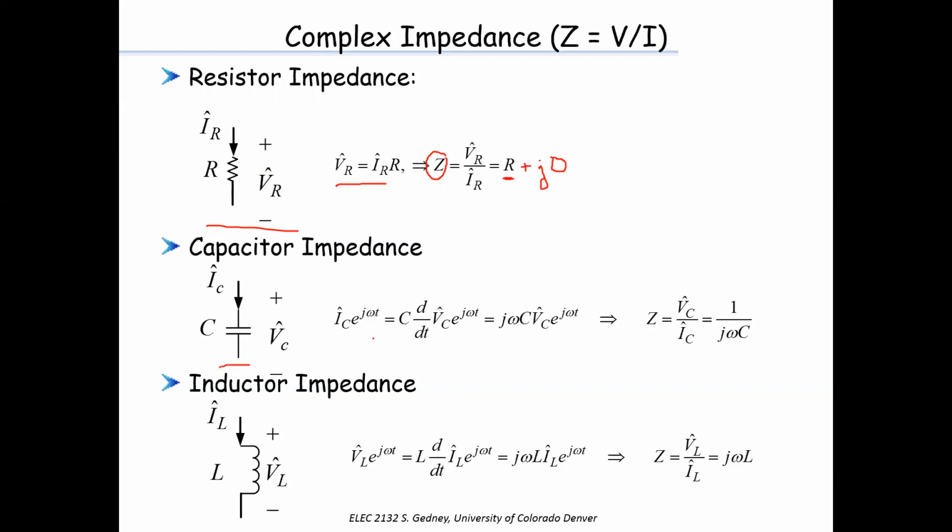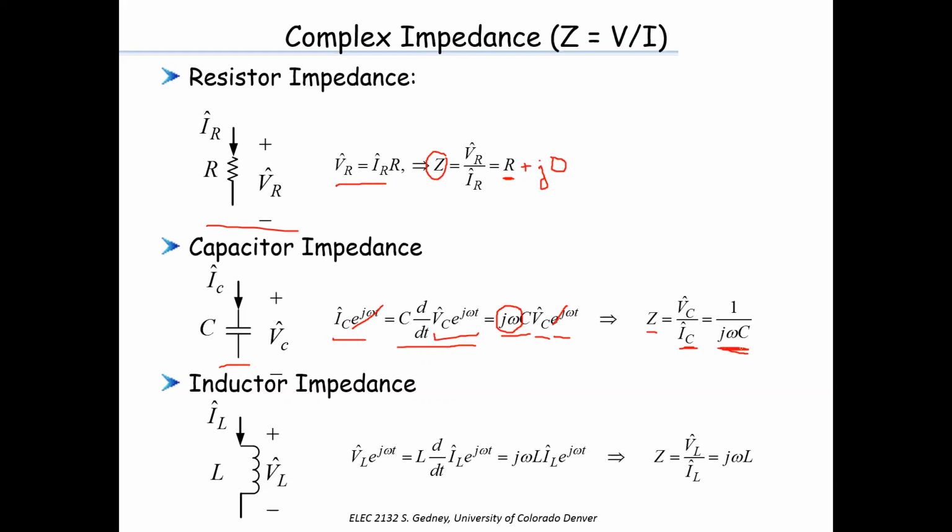For a capacitor, the VI relationship is that the current of the capacitor is C dV by dt. I can write my voltage as my phasor V times e to the j omega t. Therefore, the derivative just becomes a product with j omega. So I can write that as my phasor current equals the algebraic product of j omega C, the phasor VC, times e to the j omega t. Of course, the e to the j omega t's cancel on both sides of the equation. So the ratio of the phasor voltage to the phasor current of a capacitor, which is the impedance of the capacitor, is 1 over j omega C.